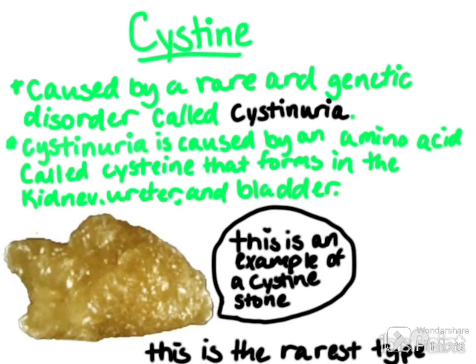Cysteine stones. These are caused by a rare and genetic disorder called cystinuria. Cystinuria is caused by an amino acid called cysteine that forms in the kidney, ureter, and bladder. An example has been shown below. These are the rarest type of stones.